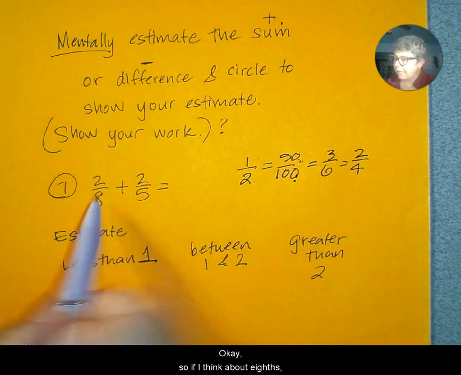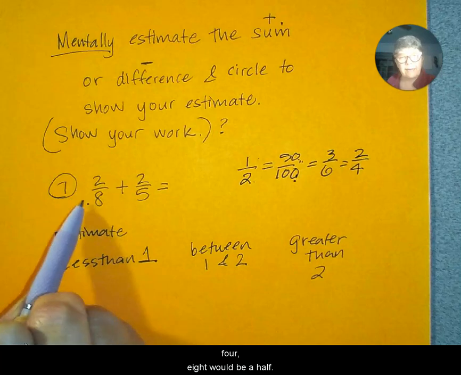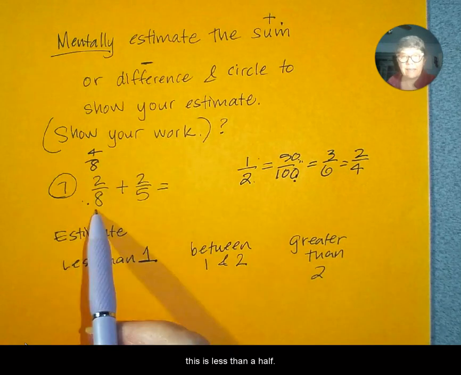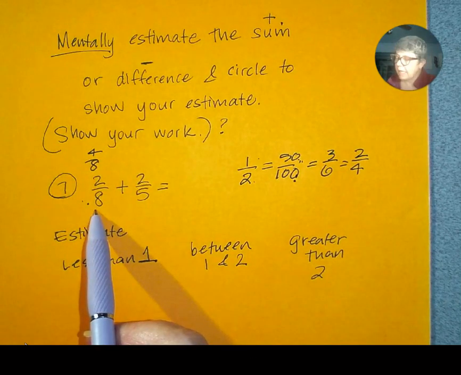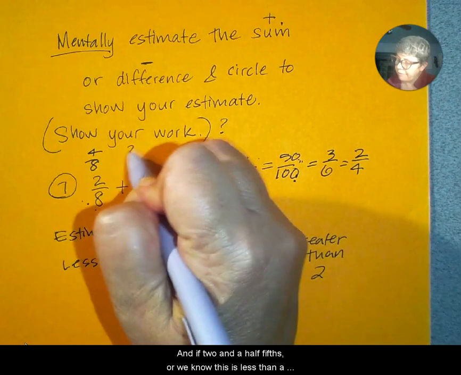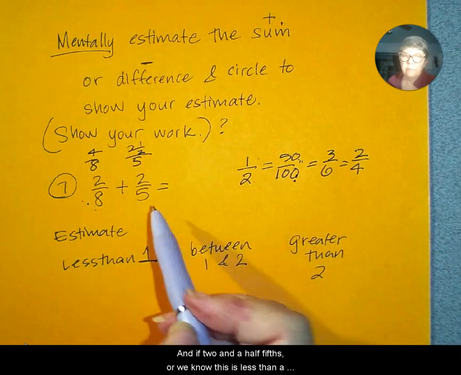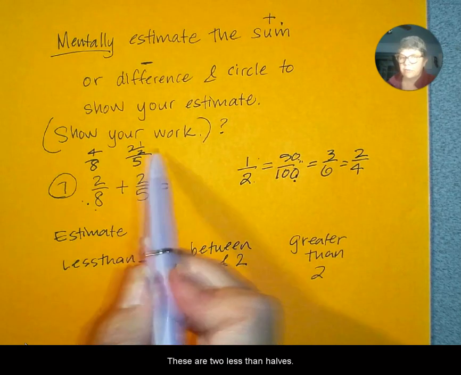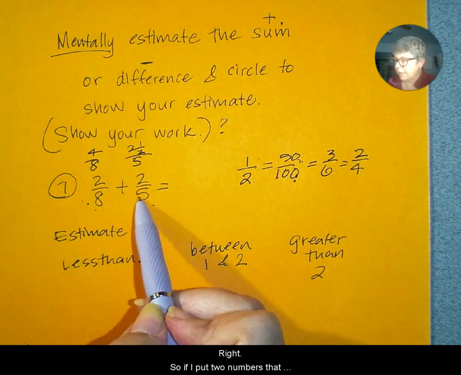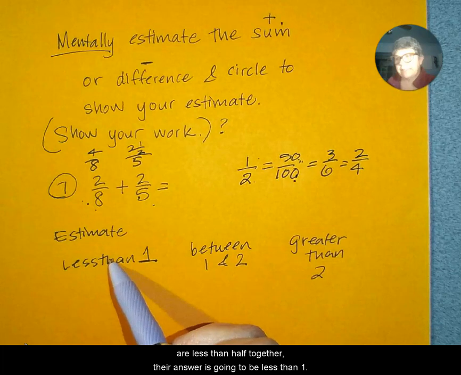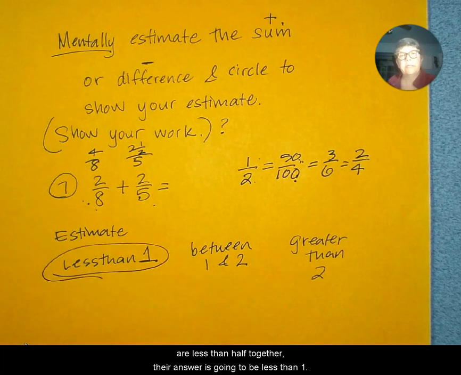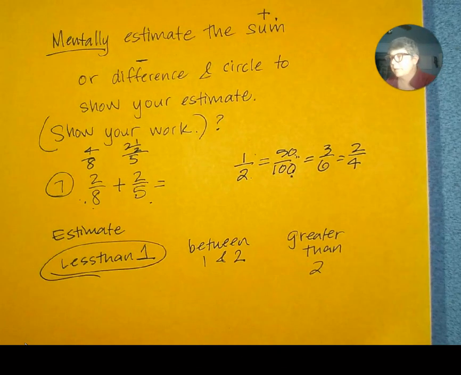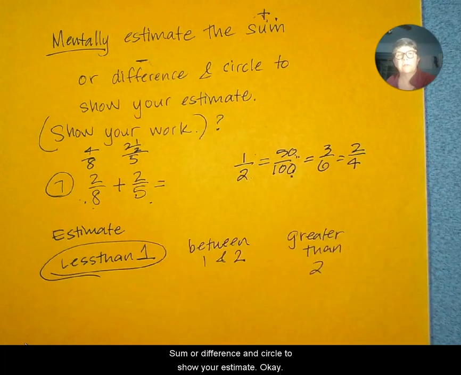So if I think about eighths, 4/8 would be a half, right? So if 4/8 is a half, this is less than a half. This is a small amount. And 2.5/5 would be a half, so we know 2/5 is less than a half, right? So I'm thinking about these two less than halves. If I put two numbers that are less than half together, their answer is going to be less than 1. Okay? Just wanted to model how to mentally estimate the sum or difference, and circle to show your estimate.